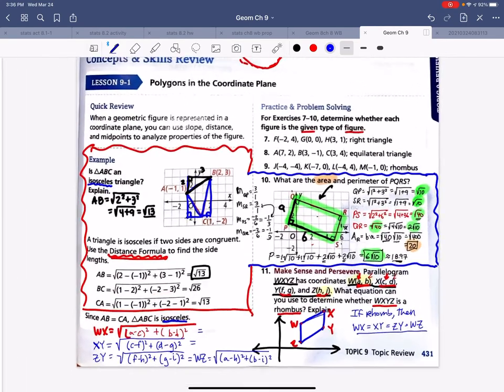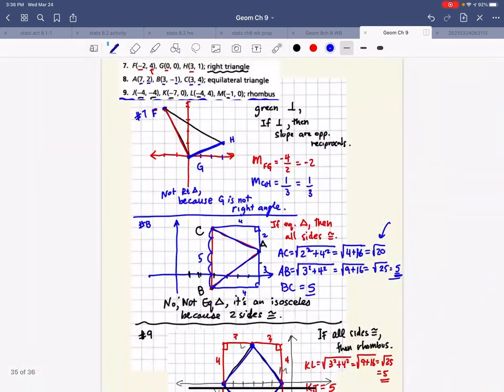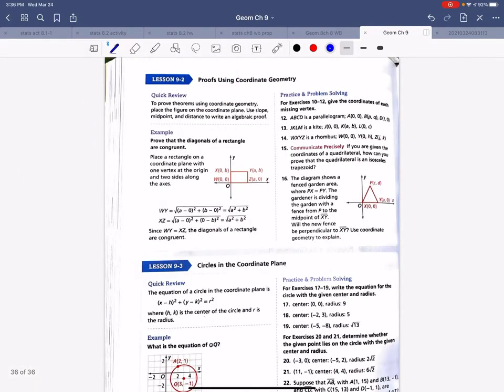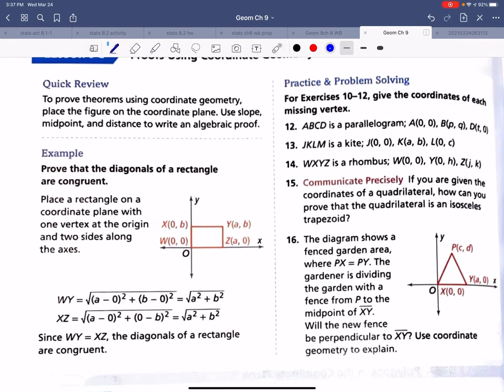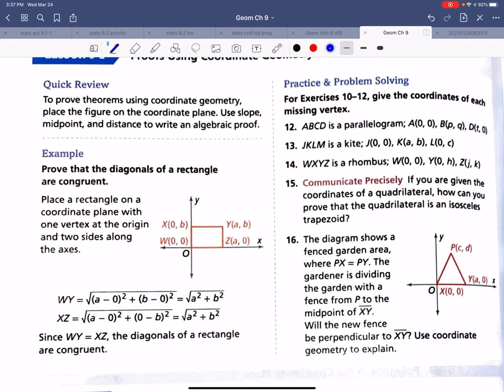Interesting question, that last one, question number 11, pretty interesting. So let's look at the back here. All right, so given the coordinates, give the coordinates of a missing vertex. So we're going to have to graph this, I think, in order to get our answer. And let's see how they did it. So it looks like they used this distance formula to solve that all diagonals are congruent. It's really interesting.